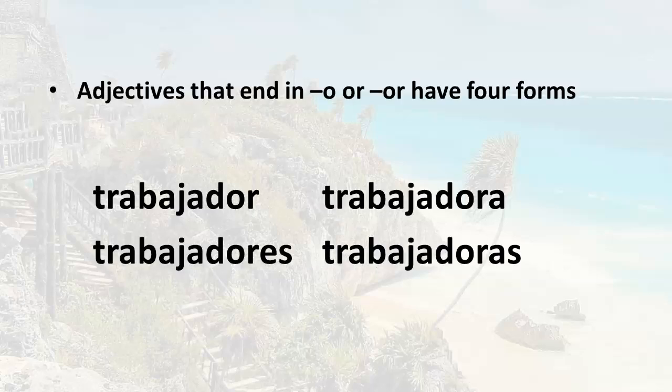Here's an example of an adjective that ends in OR. So adjectives that end in OR also have 4 forms. So we have the adjective trabajador. Trabajador means hardworking. And if I want to use that adjective with a grammatically feminine noun, I add an A. So we have trabajador, trabajadora. Masculine plural, you have to add ES to make the adjective plural. So trabajadores. And feminine plural, you add an S to the singular form, and you have the plural form, trabajadoras. So we have trabajador, trabajadora, trabajadores, trabajadoras.